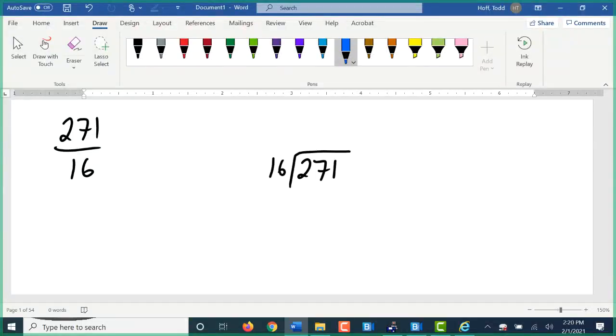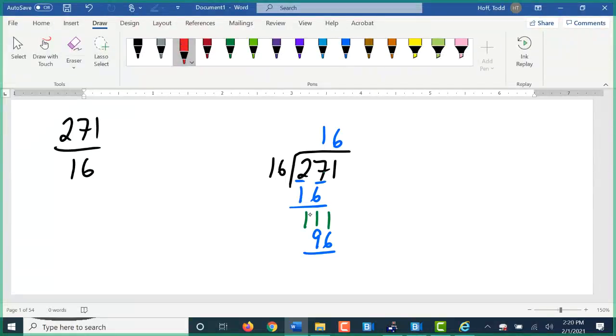271 divided by 16. Does 16 go into 2? No. Does it go into 27? Yes. 1 times 16 is 16. We'll subtract: 7 minus 6 is 1, 2 minus 1 is 1. We bring down the 1. We have 111 left over. Does 16 go into that? Yes. How many times? I guess 6. 6 times 16 is 96.